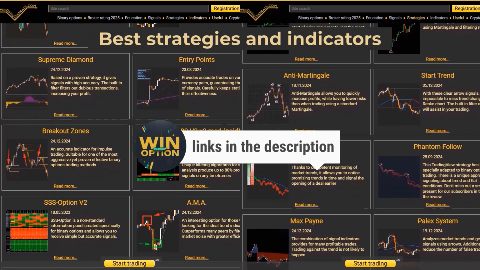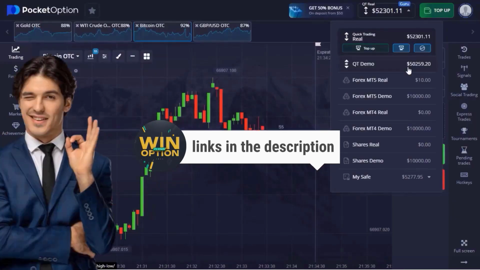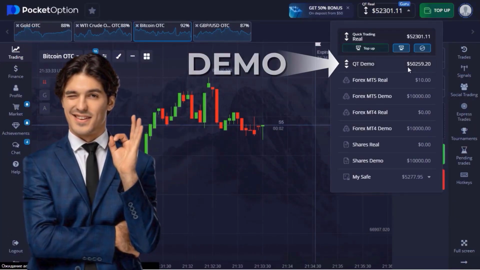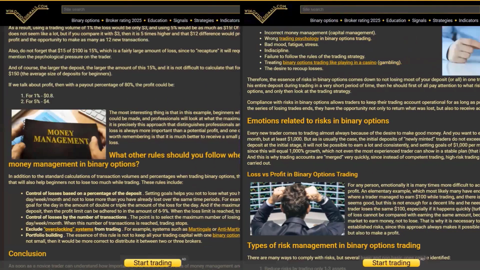And remember, any strategy or indicator is just a tool that you need to learn how to use correctly. Be sure to check and test the indicator on a demo account on historical data, without forgetting about the rules of risk and capital management.